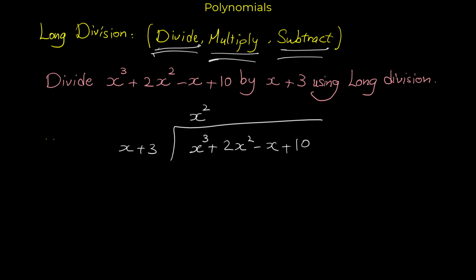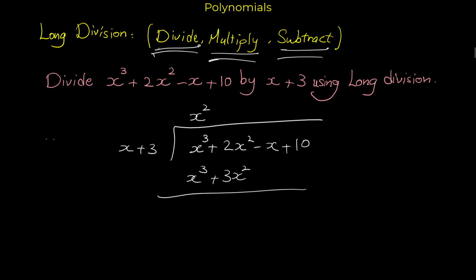So multiply x to the 2 by the divisor. Multiply x to the 2 by x plus 3. It would be x to the 3 plus 3x to the 2, since x squared times x is x to the 3. So you have to multiply this by all the terms in the divisor. Then subtract. Then you have to subtract this from this.